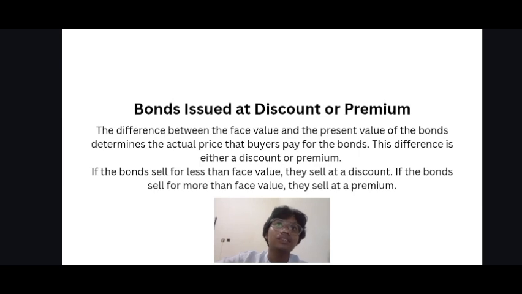And the next one is bonds issued at discount or premium. The difference between the face value and the present value of the bonds determines the actual price that buyers pay for the bonds. This difference is either a discount or a premium. So if the bonds sell for less than face value, they sell at a discount. If the bonds sell for more than the face value, they sell at a premium.